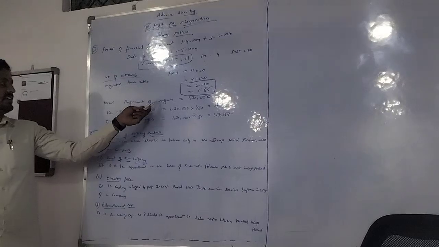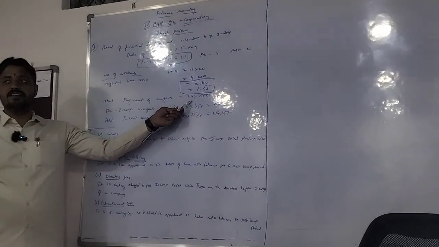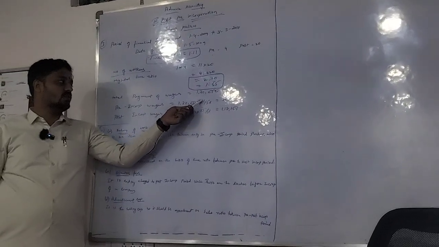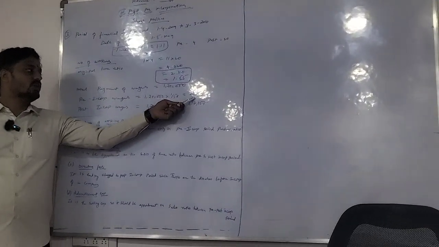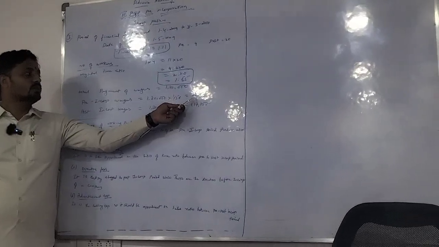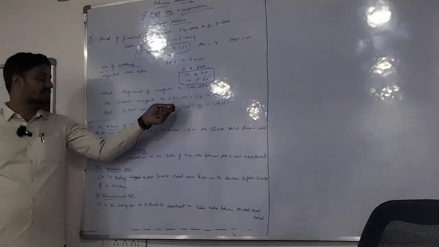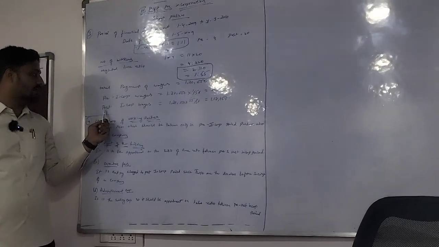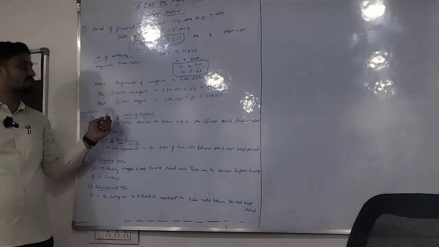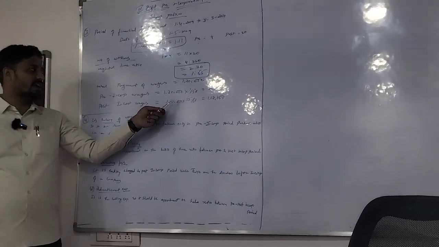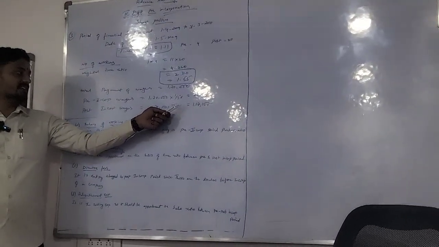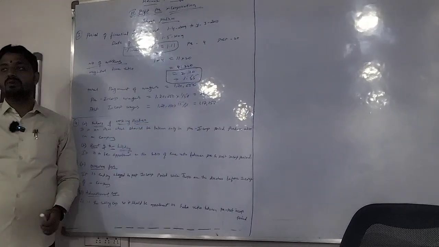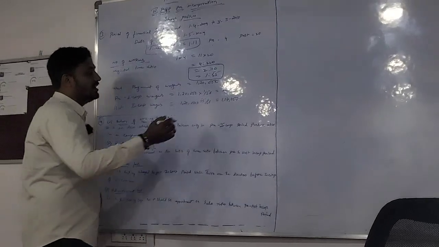And the total payment of wages is 1,20,000. It is already given in the question. So pre-incorporation wages are 1,20,000 into 1 by 56, which is 2,143 rupees. That is the pre-incorporation wages. Now we will discuss the post-incorporation wages. Post-incorporation wages are 1,20,000 into 55 by 56, which is 1,17,857. So that is the answer to question number 3.